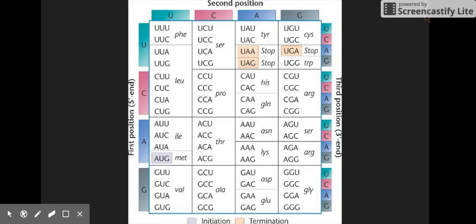6. No internal punctuation is used in the code. Thus, the code is said to be commaless. Once translation of mRNA begins, the codons are read one after the other, with no breaks between them. 7. The code is non-overlapping. After translation commences, any single ribonucleotide at a specific location within the mRNA is part of only 1 triplet. 8. The code is nearly universal. With only minor exceptions, a single coding dictionary is used by almost all viruses, prokaryotes, and eukaryotes.